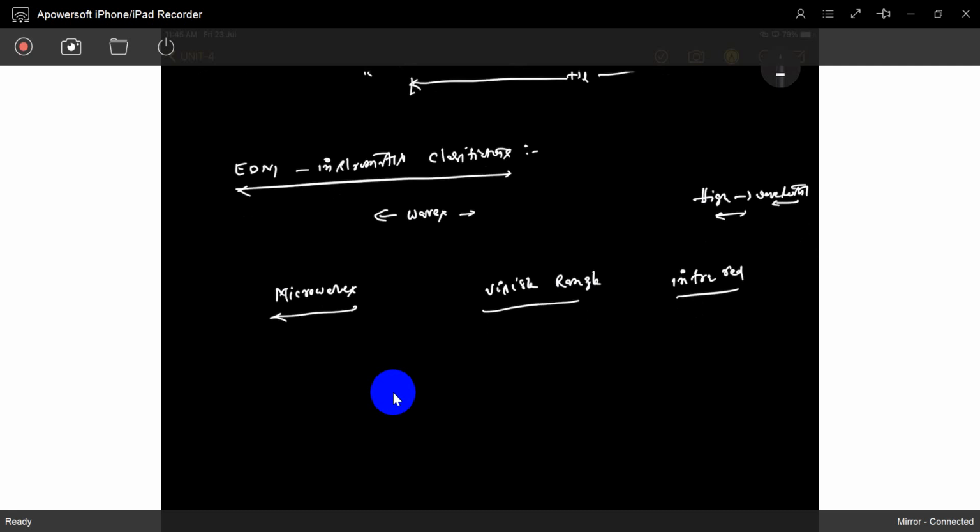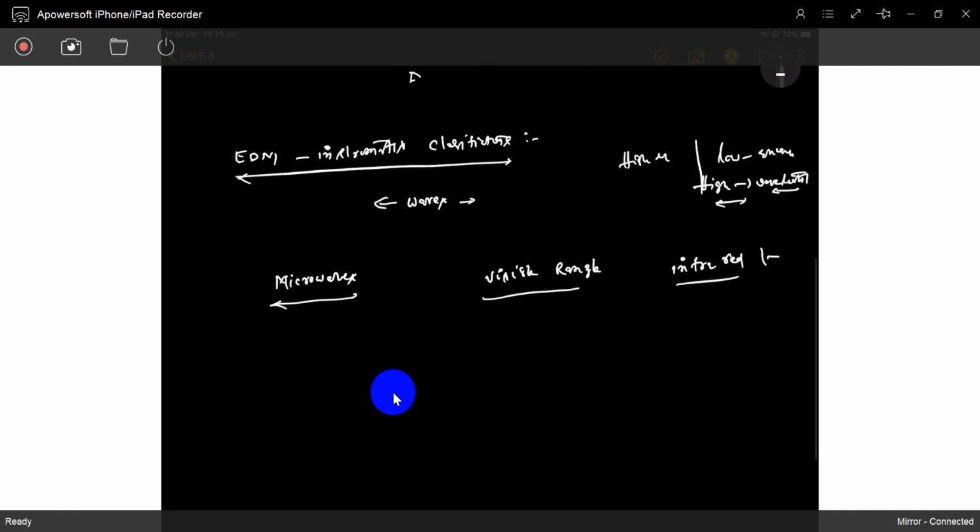So we will use only these three waves in the EDM instruments. High or low energy we can't use. We use those in between, not high and not low. We will use these three radiations.